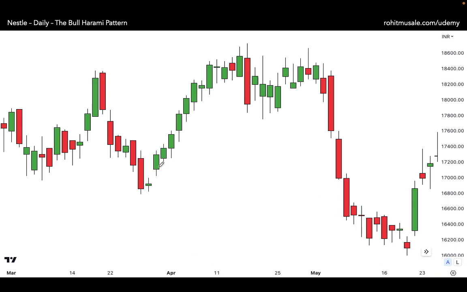Look what happens. 1, 2, 3, 4, 5, 6, 7, 8, 9, 10. 10 consecutive green candles. So you can see the power of this pattern. Moreover, there is a rising window here which is even more powerful. The rising window is the most powerful candlestick pattern of all. So after the rising window, the price just rallied like crazy. Okay, so do not underestimate the bull Harami pattern. You have to act when you see this pattern.